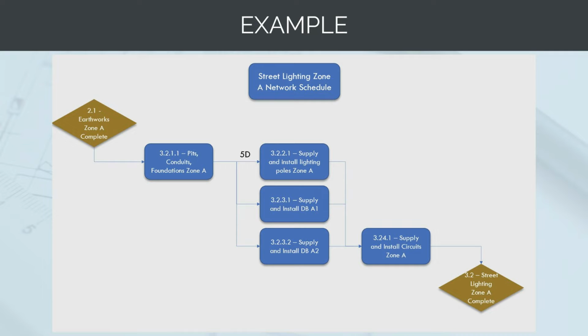But once we've done our pits, conduits and foundations, we can install the distribution board, we can install the light poles, and then after these activities are done, we can put in place the interconnecting cabling between them. So the cable from the distribution board to the light pole. After that, we've finished our street lighting install for Zone A. And so you can see this is purely a schedule that shows the linkages between the activities and what order they need to be completed in.